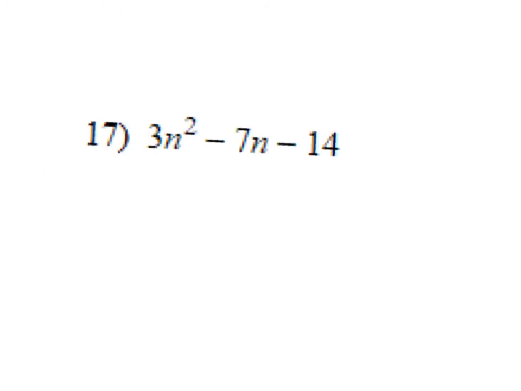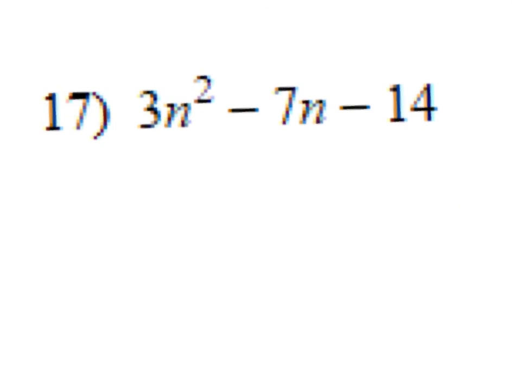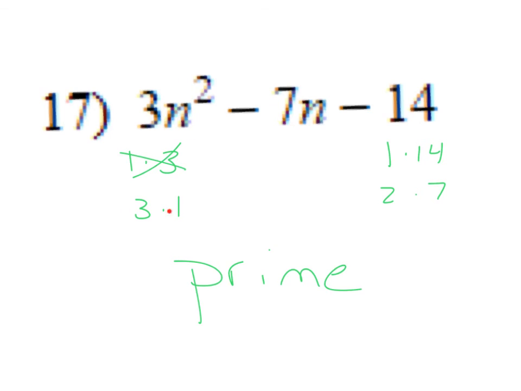Okay, number 17. All right, so I've got a 1 times 3, 1 times 14, 2 times 7. Now here's the deal. When I do inside, outside, I'm not going to find a 7 here right away. So I go ahead and flip, and I'm going to go inside, outsides here again and find out that there's no way to get a 7. So in this case, this is prime. But make sure that you flip and check everything before you call it prime.